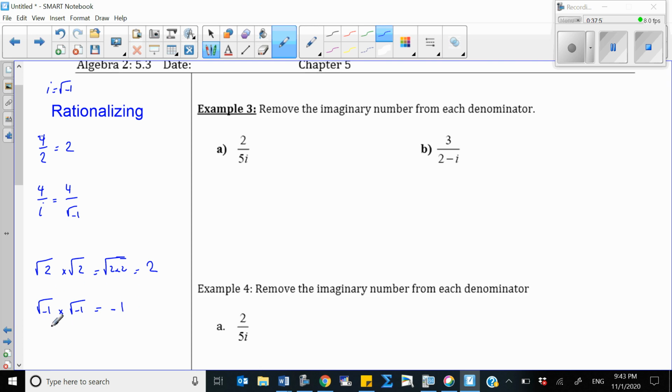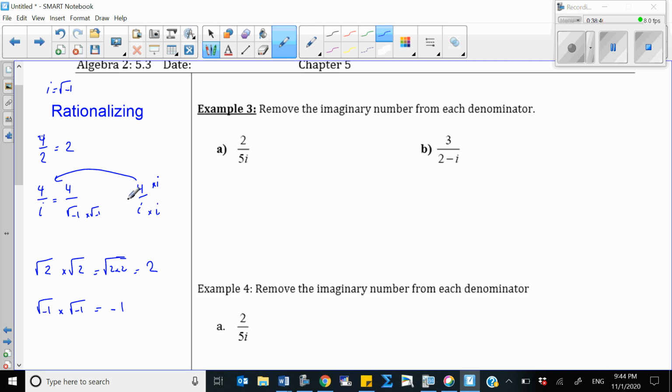Okay, so we're going to use the same trick. In order to get rid of the i in the denominator, which is radical negative 1, I need to multiply that by radical negative 1. Basically, if I have 4 over i, I multiply the denominator by i to get rid of that i. But here's the thing: if I multiply the denominator by something, I have to do the same thing to the top as well. Otherwise, I'm not going to have something equal to the first fraction that I had. So whatever I do to the bottom, I need to do the same thing to the top as well.